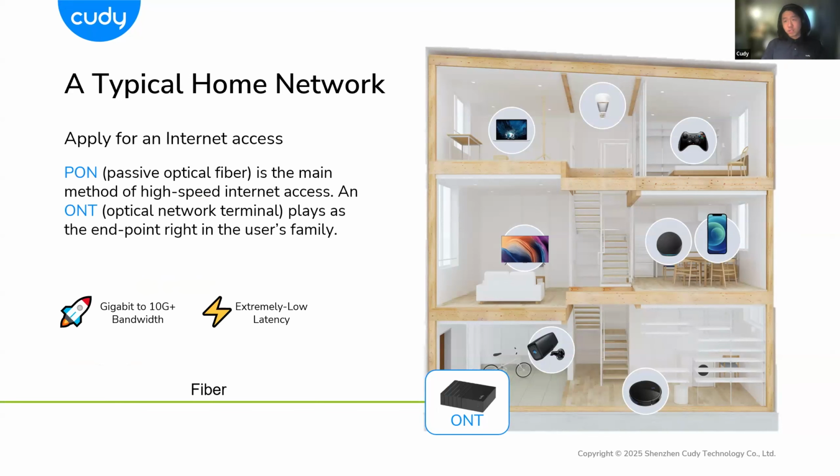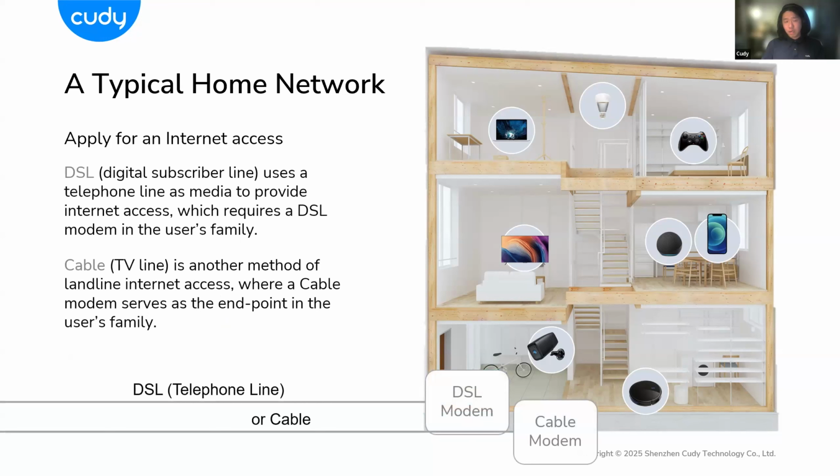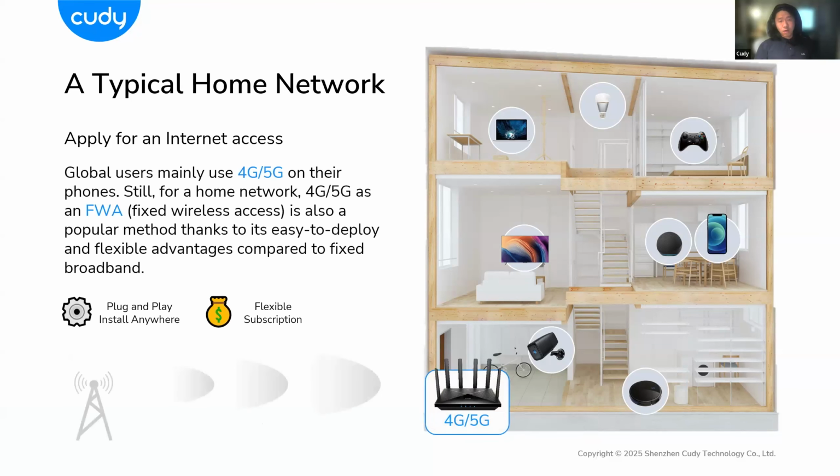We can also see other formats of internet access. They could use a telephone line, which is called DSL, popular in Europe. You can also see cable modems, which use the TV line as the internet access method. There is also another popular method, which uses the cellular network, just like the one on your phone, but it is installed in a 4G or 5G router.